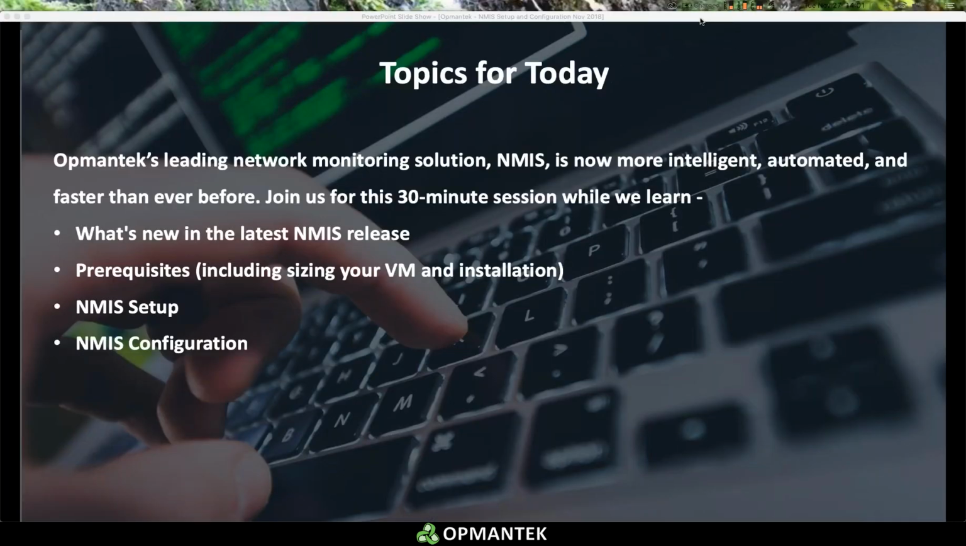So what are we going to talk about today? We're going to cover a little bit of what's new in the latest release of NMIS, which is 8.6.7G, G for gold. We're going to talk a bit about what's in that release and what you can look forward to. We'll talk a bit about the prerequisites. So what kind of a hosting server do you need? What kind of specifications do you need on it? And how to get NMIS installed. Then we'll talk about the NMIS setup, and finally NMIS configuration.